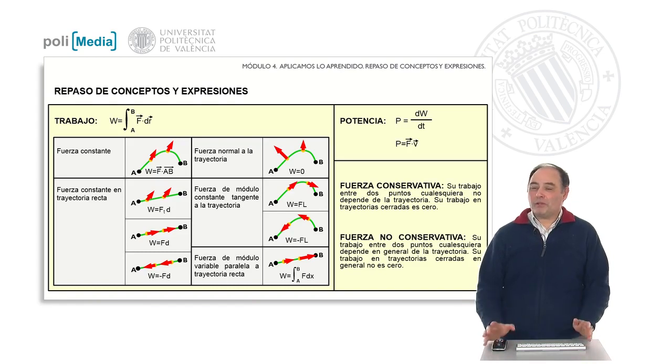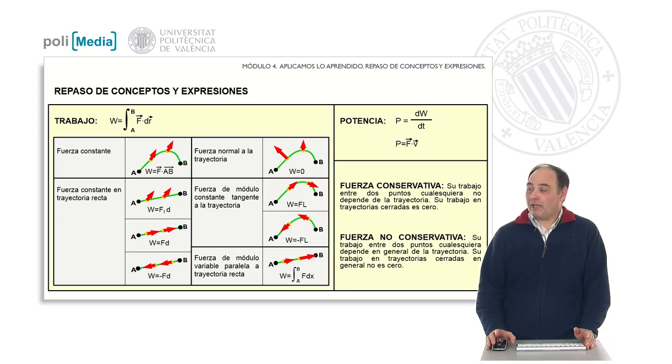As a review of concepts and expressions, we have this table, in which I am not going to go deeper. It is simply available here. It consists of the general definition of work with its curvilinear integral, complicated to solve, and a table with the most common cases with their simplified formulas, which are the ones that were seen in the second unit of the module.